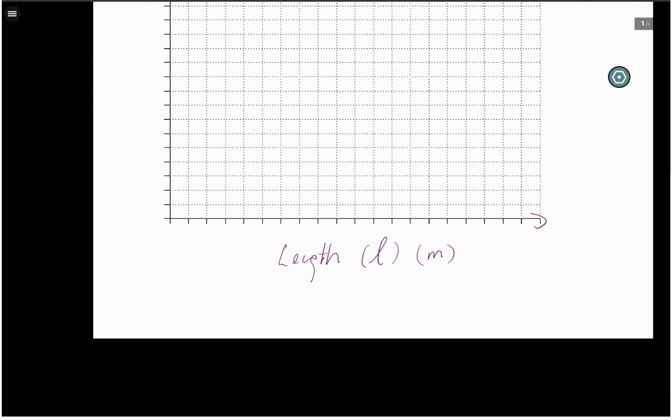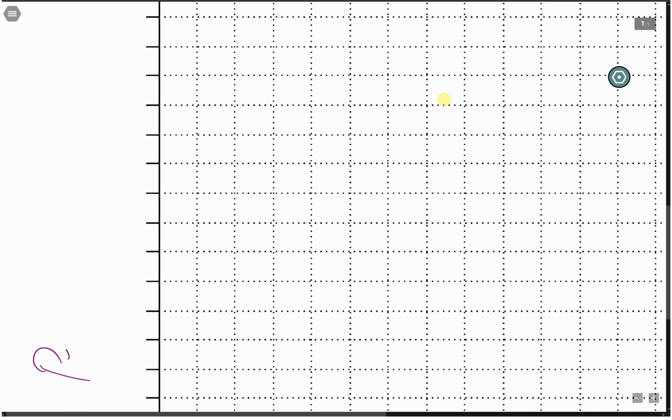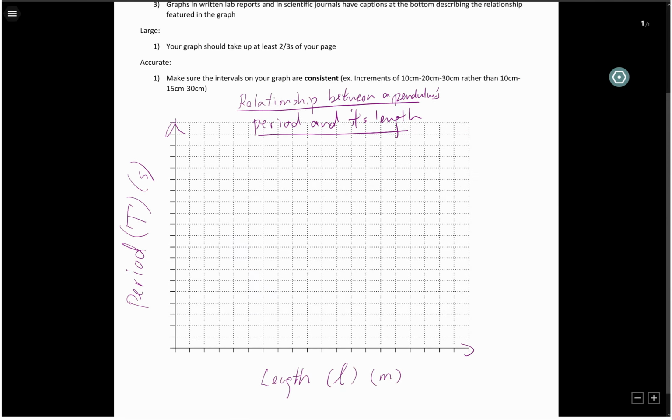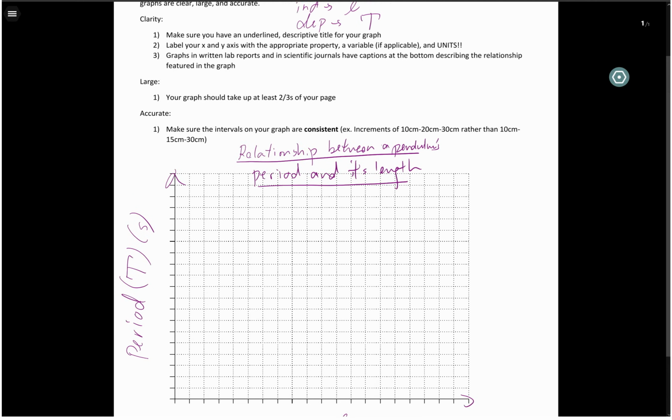When you do your actual graph, you want to make sure it is in meters, for reasons we will talk about later. As for our y, you looked at the period, and our little sign for period looks like this, and this one is measured in seconds. Okay?